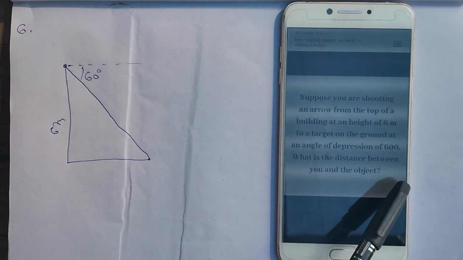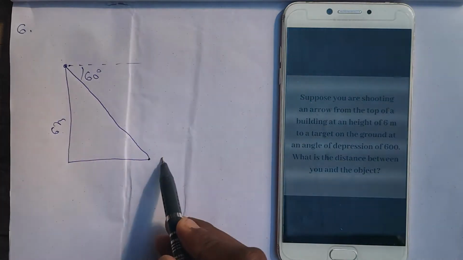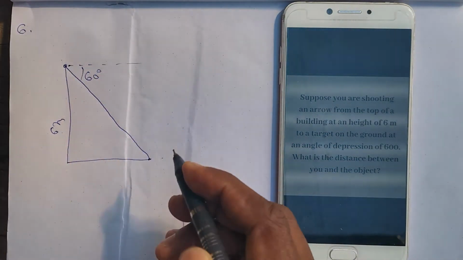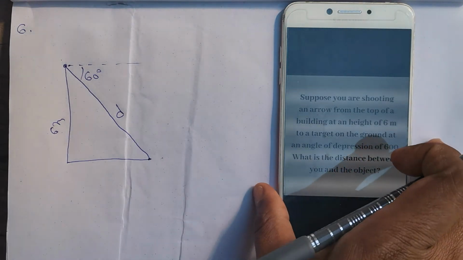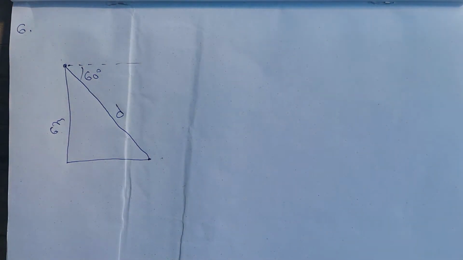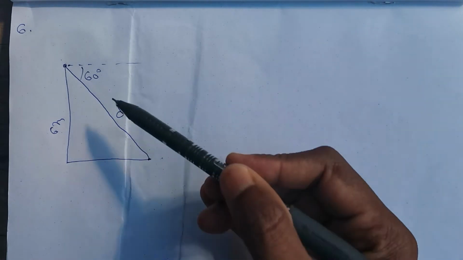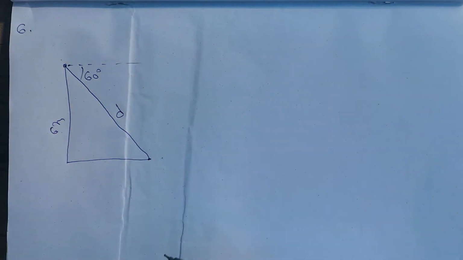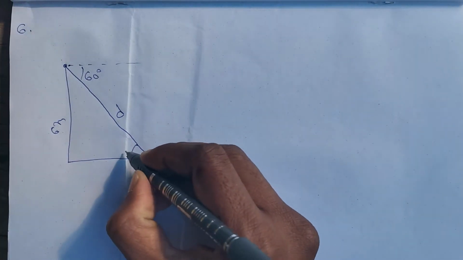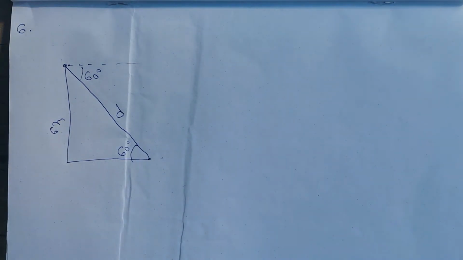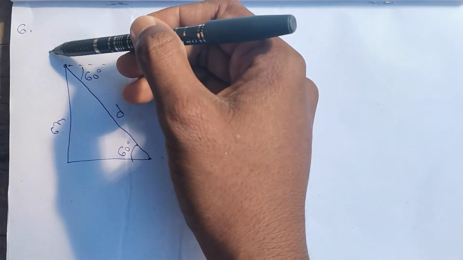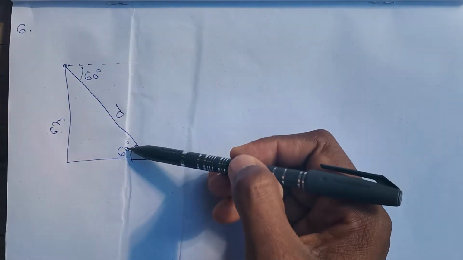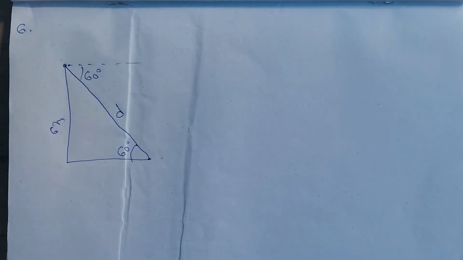Then what is the distance between you and the object? This is you and this is the object. So this distance he is asking. So that is nothing but the hypotenuse. D for distance. Now he is going from top to bottom, so that's why angle of depression. Angle of depression will always be outside of our figure. So now if here it is 60 degrees, then this is also 60 degrees because this line is parallel to this base. So this will become a transversal. These two will become alternate angles. Alternate angles are always equal to each other.